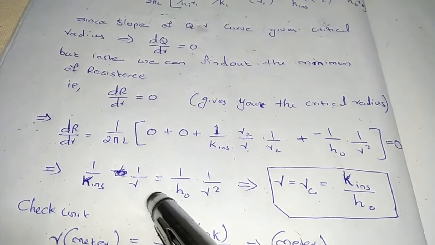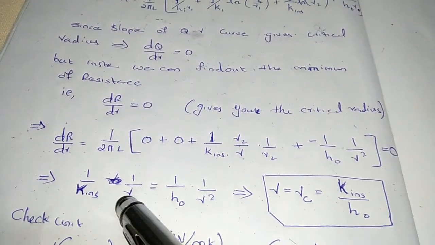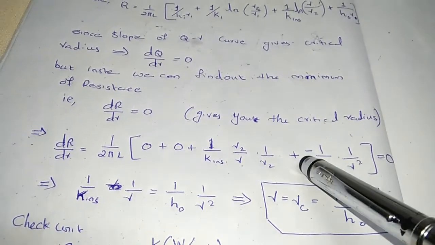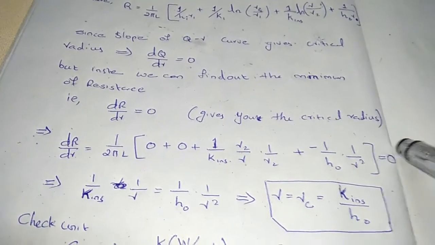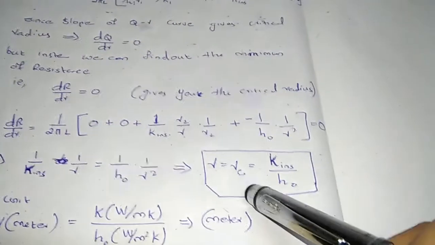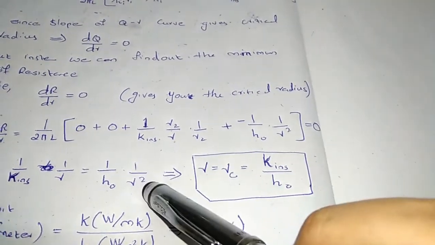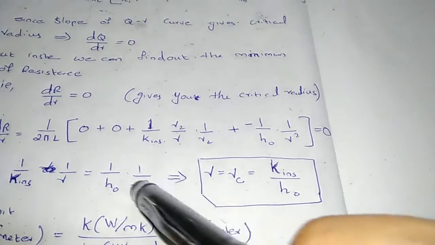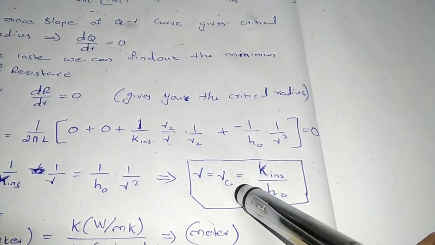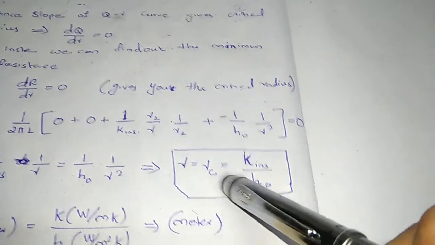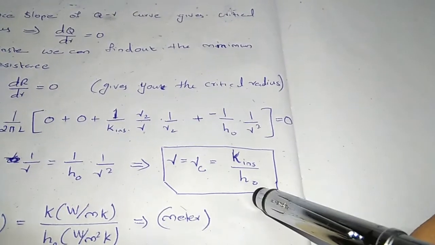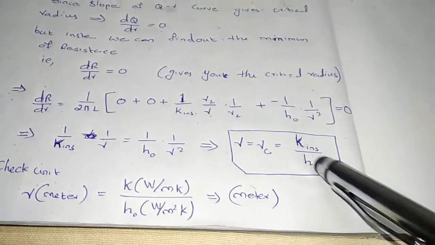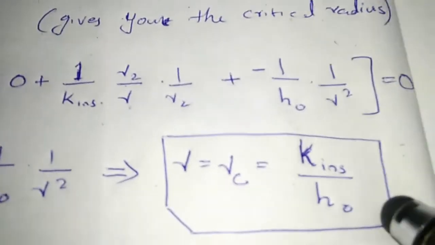From this we can obtain 1 by k insulator into 1 by r is equal to 1 by h0 into 1 by r square. Just move this term to the right side, then put the r square term on the left side, and you can simplify it to r equal to k insulator by h0. So the condition for critical radius is rc equal to k insulator by h0. This is our derivation and this is our final result.